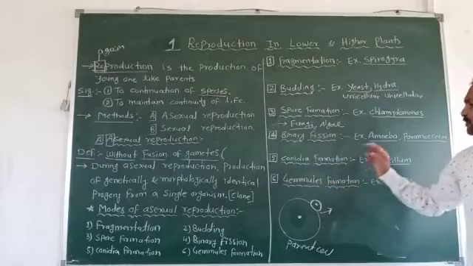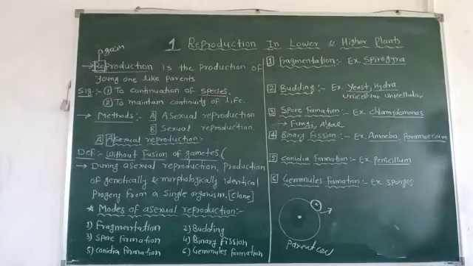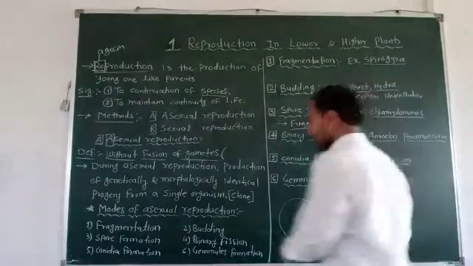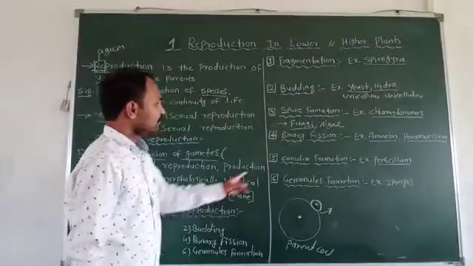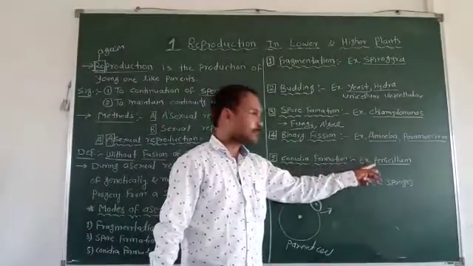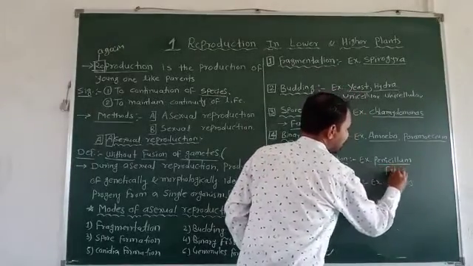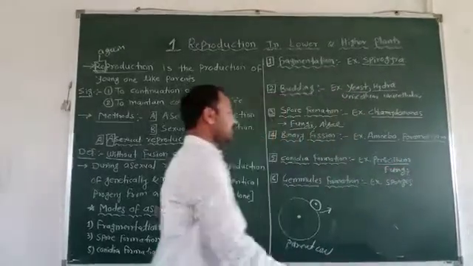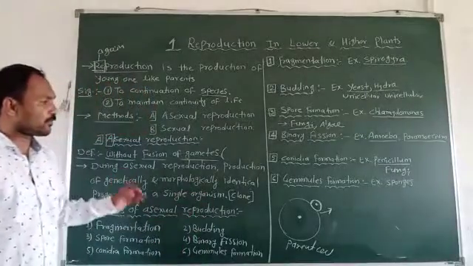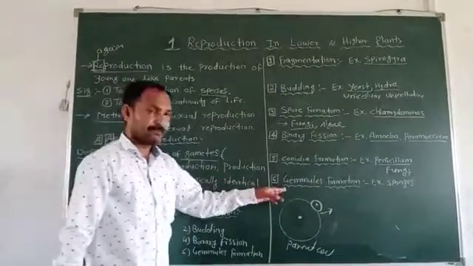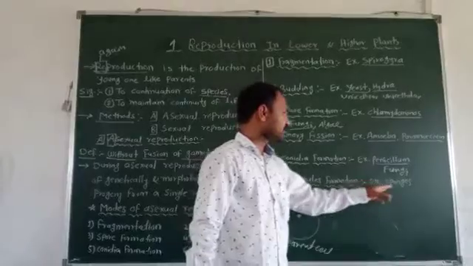Fifth, conidia formation. This conidia formation is again a type of asexual reproduction. It takes place in Penicillium. Penicillium is a fungus that reproduces with the help of conidia. The sixth one, gemmule formation, occurs in sponges.